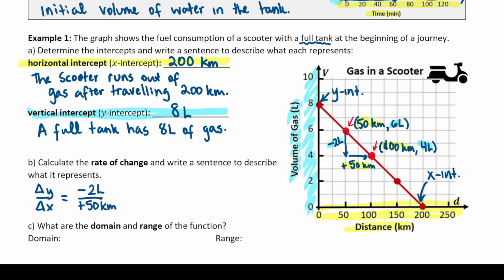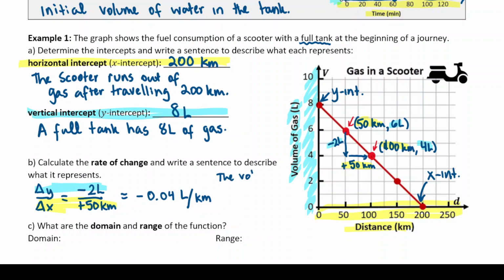You don't need to put that plus sign. It's redundant, but put it there anyways. Okay, and then remember, this is just a division. You can just simply divide, and you would get negative, because we have a negative number there, 0.04 liters per kilometer. So that means every time you travel a kilometer, the gas goes down by 0.04 liters. So let's write that in a sentence.